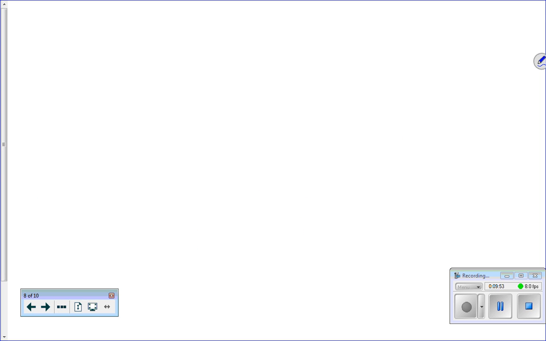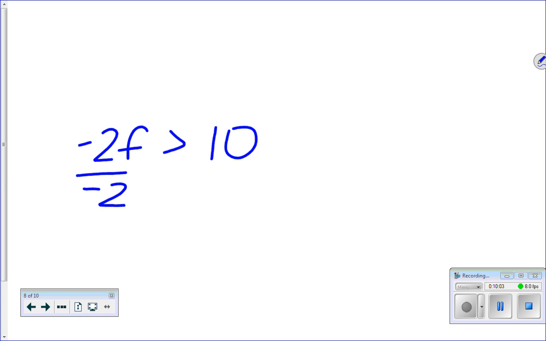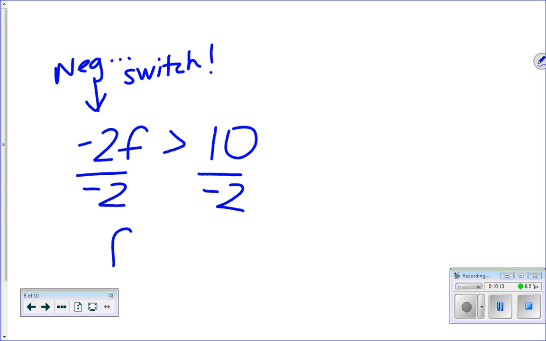Let's do negative 2f is greater than 10. So I'm going to divide by negative 2. Negative. Switch. So f is less than negative 5.